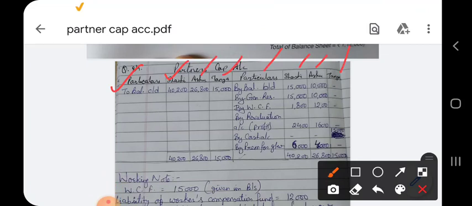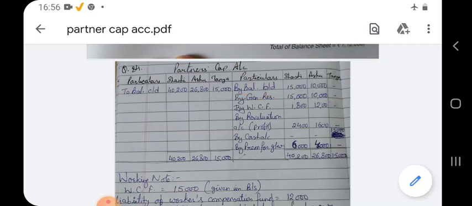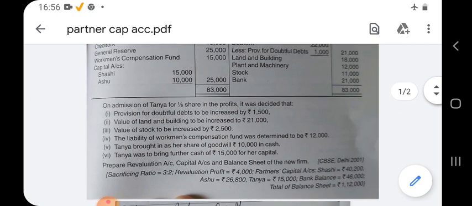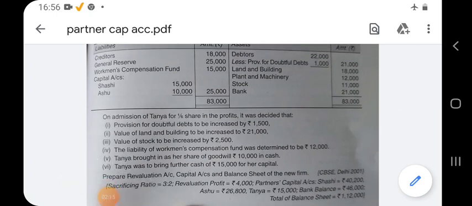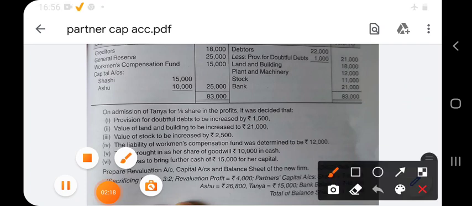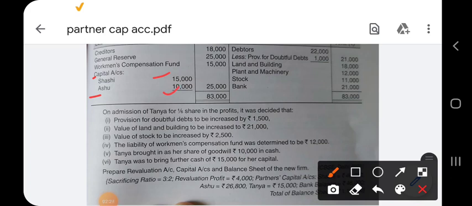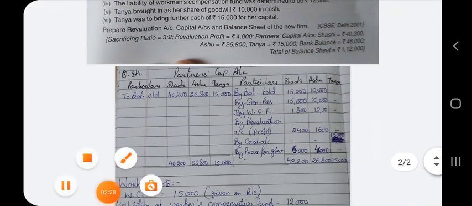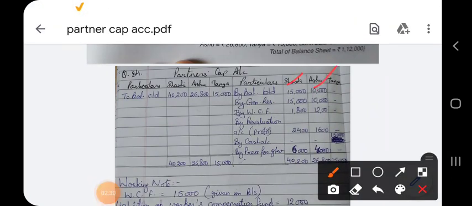Now the first thing to write in partner's capital account is by balance brought down. The amount for this we can get from the balance sheet. In the balance sheet, as you see, Shashi and Ashu have capital of 15 and 10. So this is the balance of partners capital account. Here I have written 15,000 and 10,000 for balance brought down. Fine, so this is the first step you will do in partners capital account.